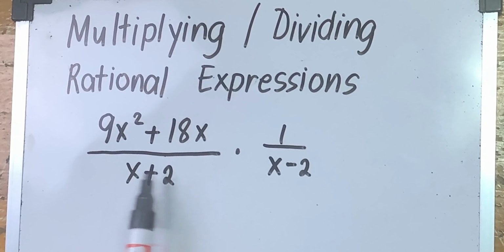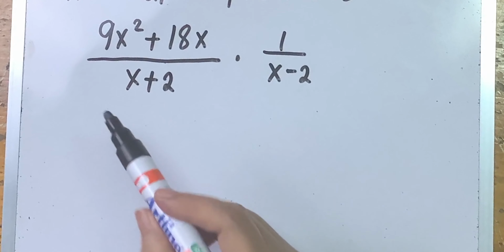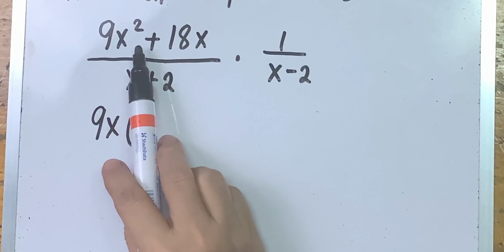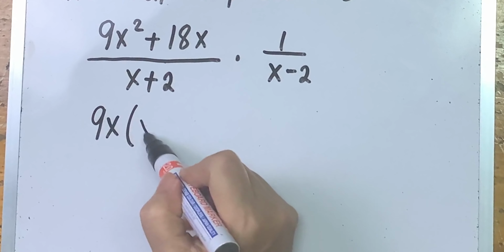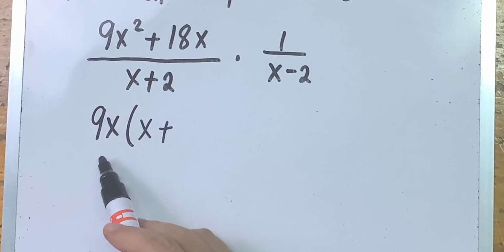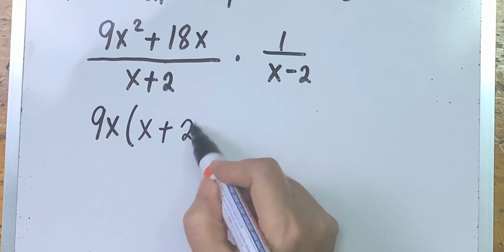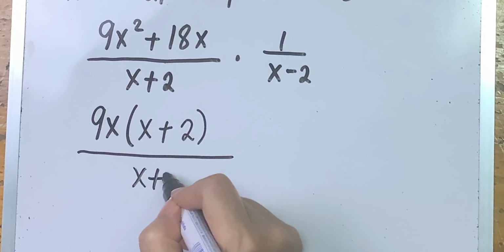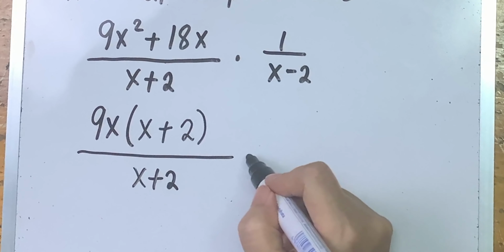Kunin natin yung common factor ng first term, okay, na nasa numerator. We can see na ang common factor niyan ay 9x. Then, i-divide natin. 9x squared divided by 9x will give us x plus 18x divided by 9x is 2 over x plus 2 times 1 over x minus 2.